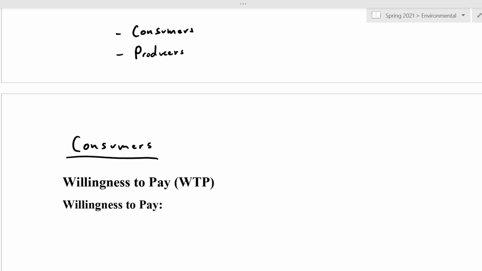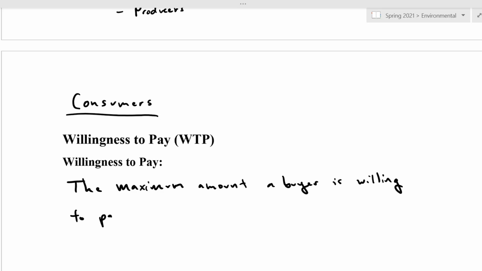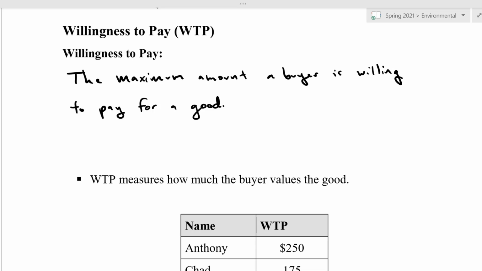I'll introduce a couple ideas here about willingness to pay, and then once we get fully into consumer surplus, we'll make a full video out of that one. But willingness to pay, abbreviated WTP, is the maximum amount a buyer is willing to pay for a good. Okay, and so this is a dollar amount. That's the unit.